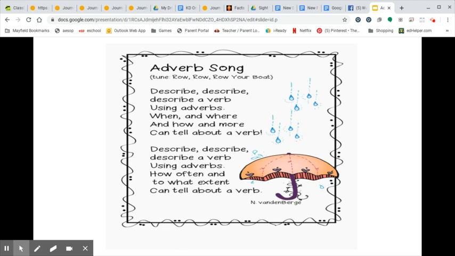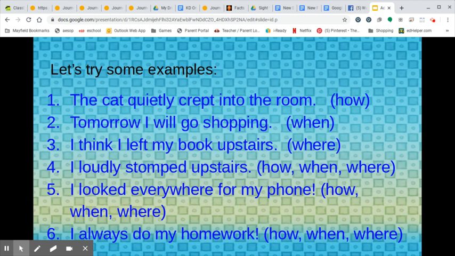Awesome. So if you want to practice that a few more times on your own, maybe it will stick in your head and you'll never forget what an adverb is. So let's try some examples.